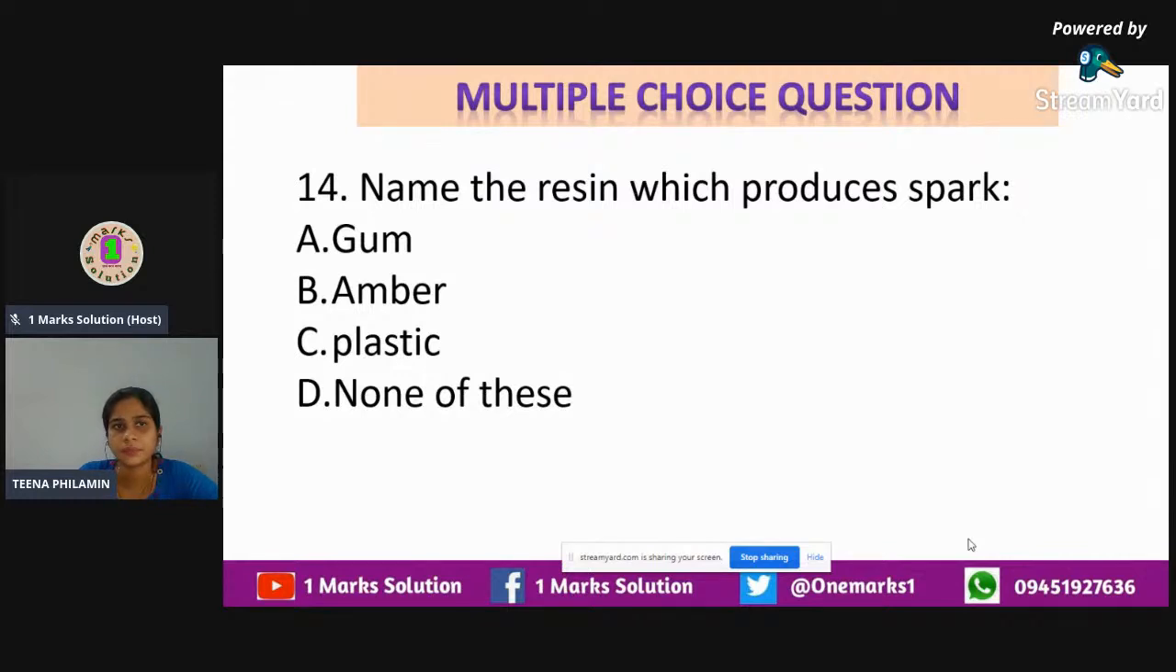14th one. Name the resin which produces spark. So a resin which produces spark is... gum is not a resin. Amber is a resin which produces spark. The peculiarity of amber is it is a fossilized resin, which is important for their natural beauty and for their color, and it is very costly. So amber is a resin which produces spark.